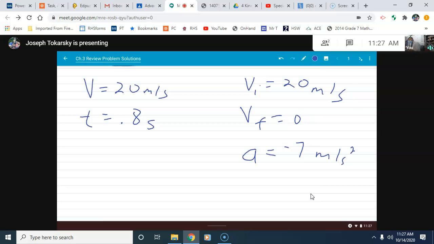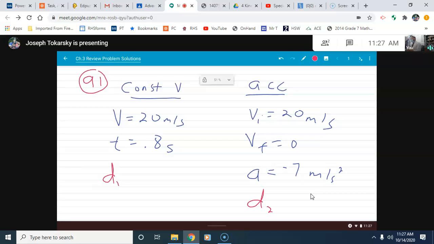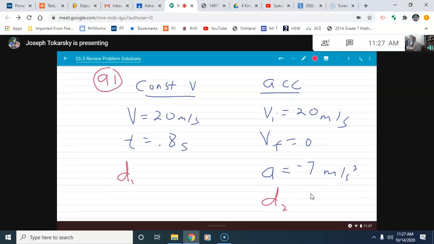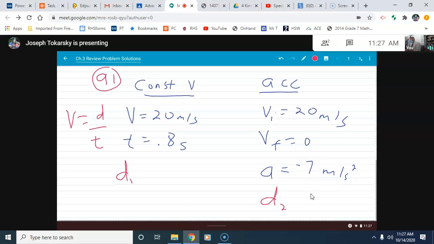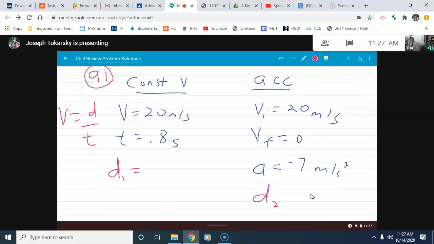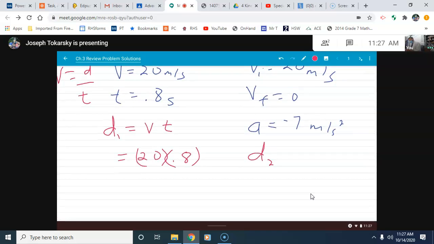All right. So at this point, once we all got the givens in each column, I got to find the D in this one and the D in this one, right? This was part 1 of the problem, so I could call that D1. This is part 2, I could call that D2. Remember, the only option you got for constant V is the formula V equals D over T, right? So we've got to use that one. And if we rearrange it, it's D equals V times T. You simply pop those in. That would be 20 times 0.8. That's going to be 16.